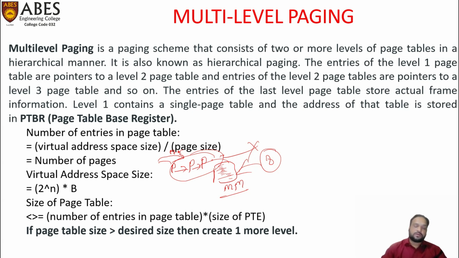Why is it so? Because if the page table size is higher than the desired one, it will create one more level. And if it finds that it is again not able to accommodate the space, it will further divide these.